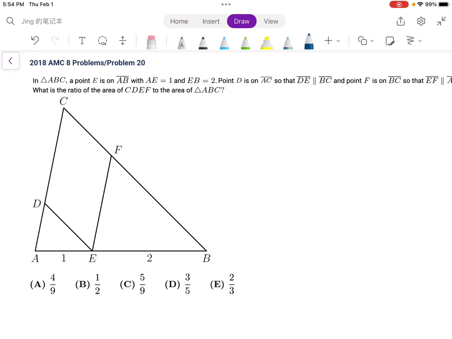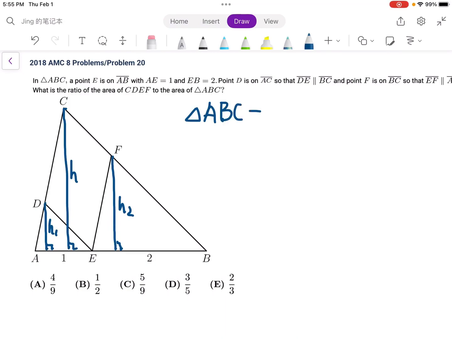Let's draw the height from C to the bottom of the triangle. And let's assume that's H. And again also D from point D to AB. And the height of ADE is H1. And the height of EFB is H2. And to calculate the area of CDEF, we can use triangle ABC to subtract the area of triangle ADE and triangle EFB.